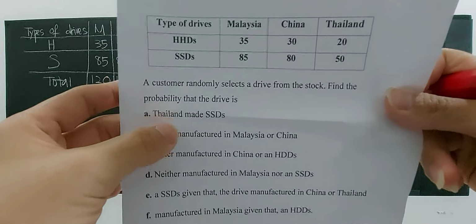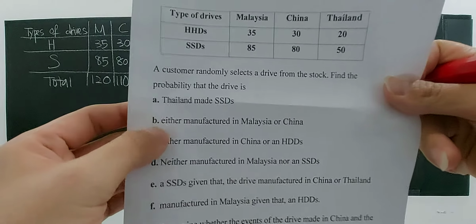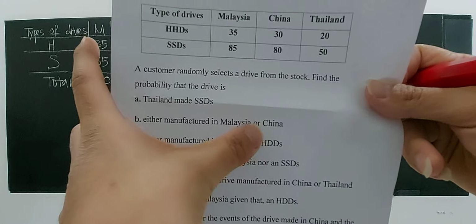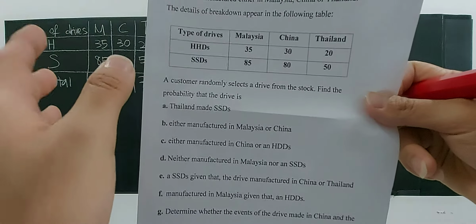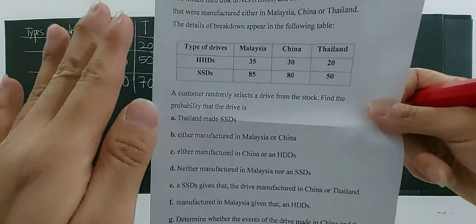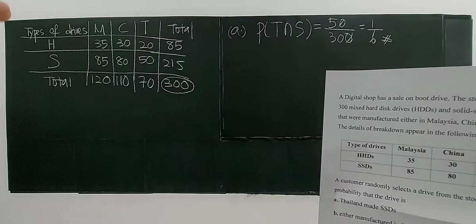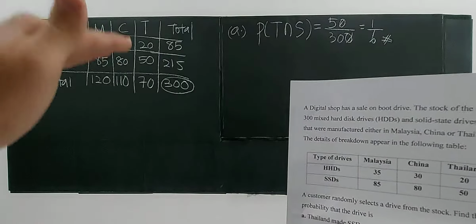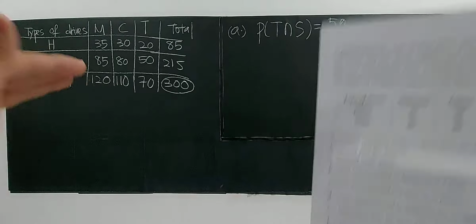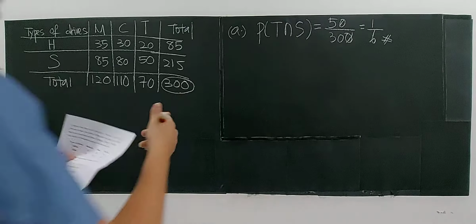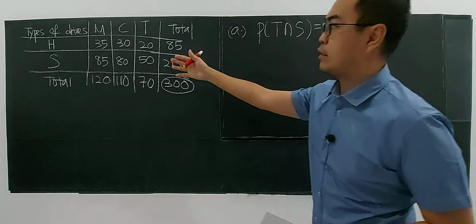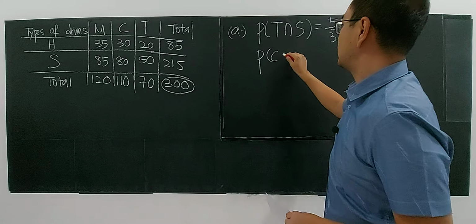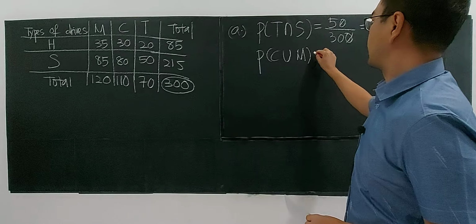So find the probability that the drive is either manufactured in Malaysia or China, right? Malaysia or China, they just want the manufacturer. They do not tell you whether it is a hard disk drive or a solid state drive. No, they never tell you, right? It's either Malaysia or China. How many of it? So the drives that come from China and Malaysia, how many are there? So it's either from China union Malaysia, right?